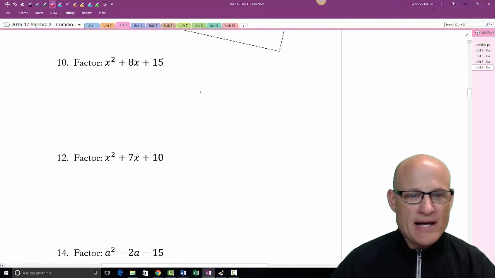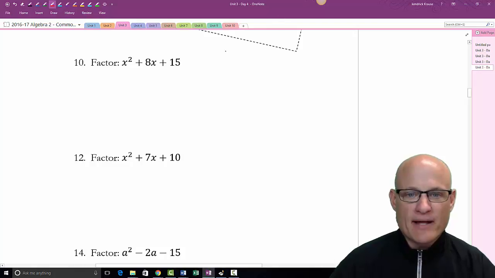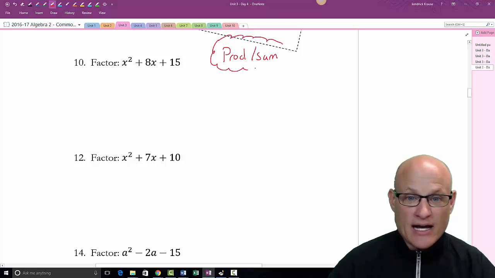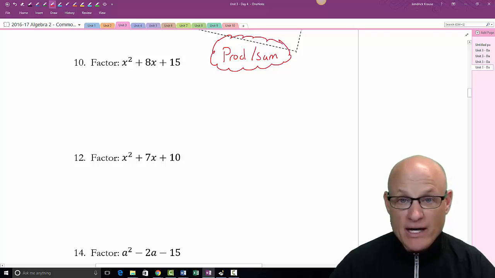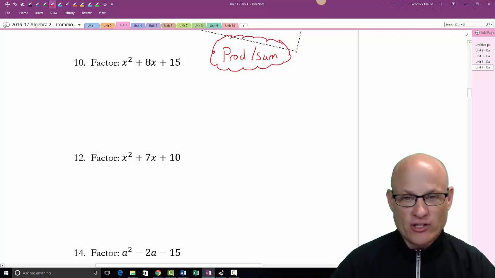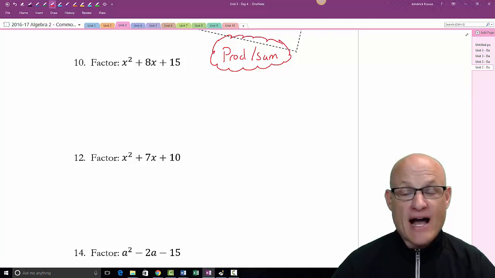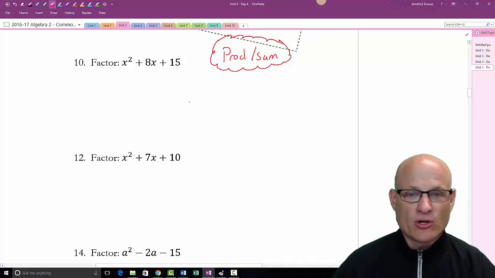Now I'm going to show you a method called the product sum method that many teachers use in their classroom. It is not my favorite, and it is not the one I use in class, but it is certainly good practice for when we do higher level factoring. So here's how it works.